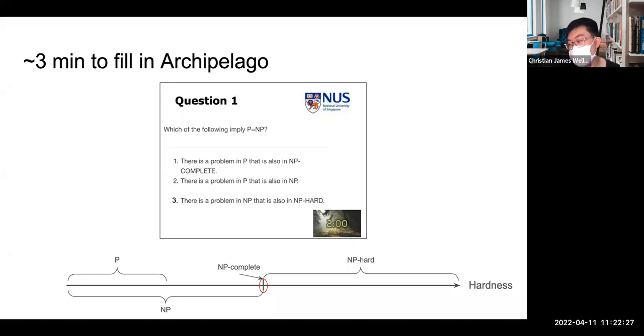Okay. Actually, a lot of answers are coming in already. You might want to check question 2 as well if you like. Take note, I think question 2 was intended to be multiple response, but I forgot to set it to multiple response on Archipelago.